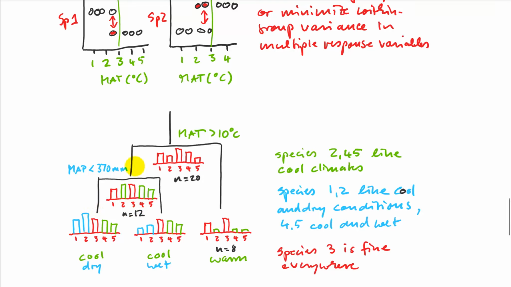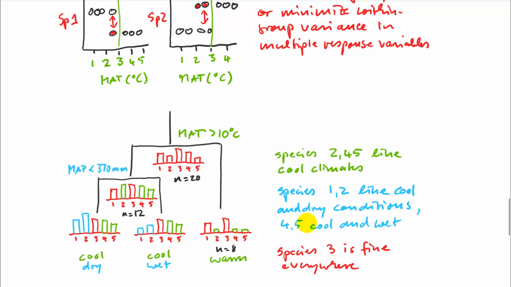And then maybe I also split this one up again by a different criteria. For example, mean annual precipitation less than 370 millimeters. So these species here like it cool and dry. So particularly the species 1 and 2 benefit from this. So species 1 and 2 like it cool and dry, and 4 and 5 like it cool and wet. And species 3 here is actually relatively unaffected by all my temperature or precipitation criteria, so they have similar frequencies in all cases.